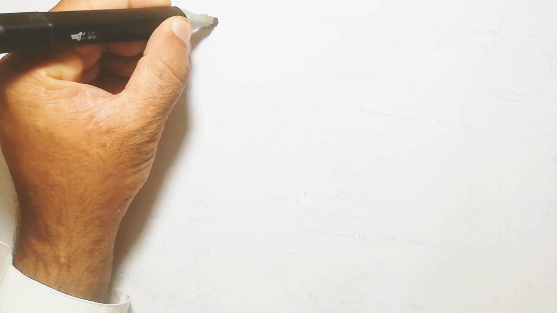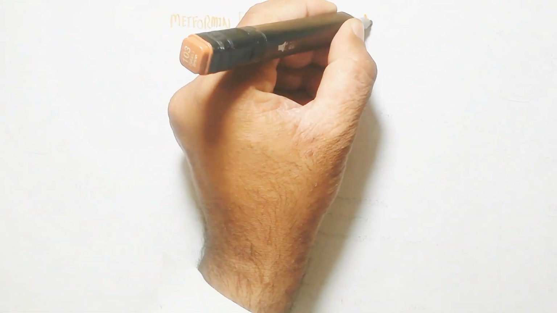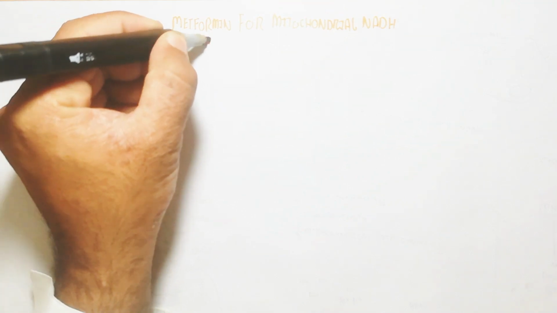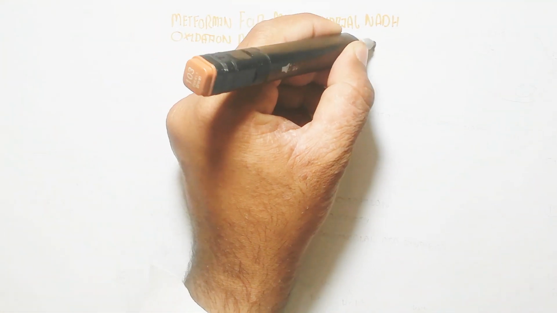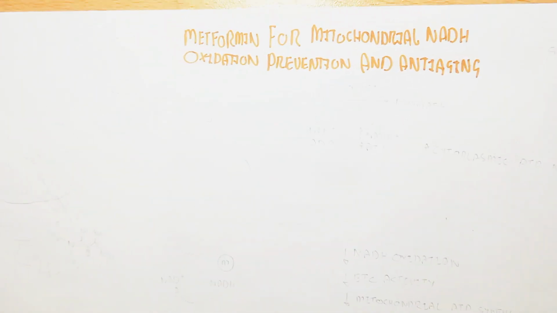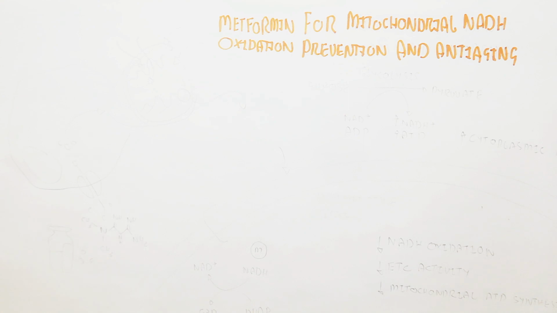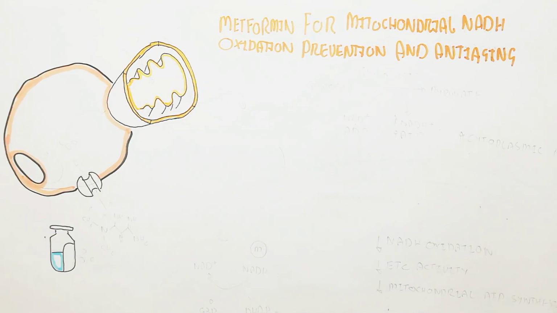Hello, Assalamu alaikum. In this video, we will understand about metformin for mitochondrial NADH oxidation prevention and its anti-aging effect, and how NADH will be sustained and increased due to metformin rather than decreasing, because NADH decreases with the passage of time and with age.